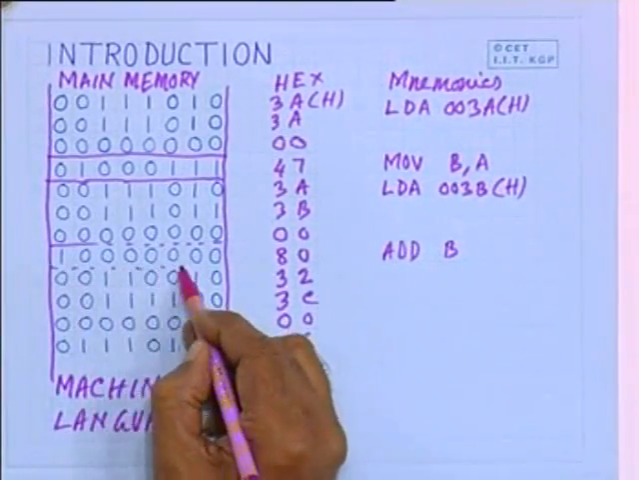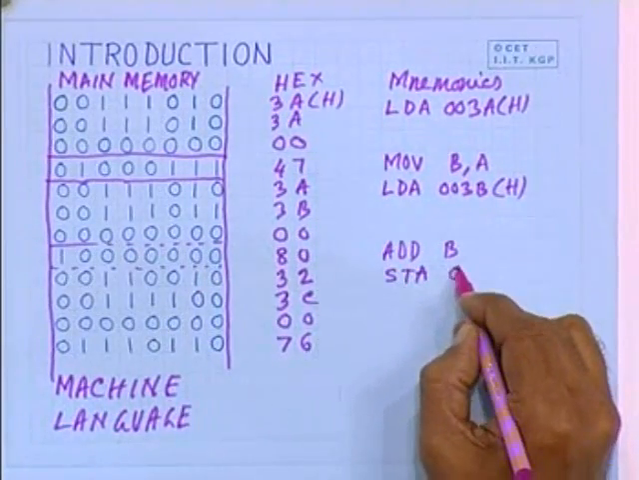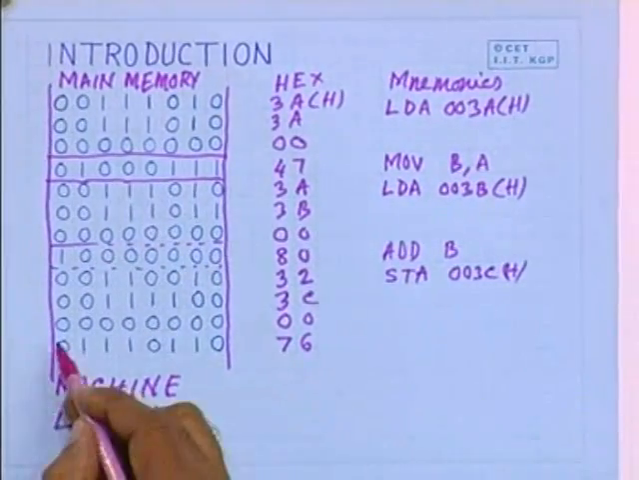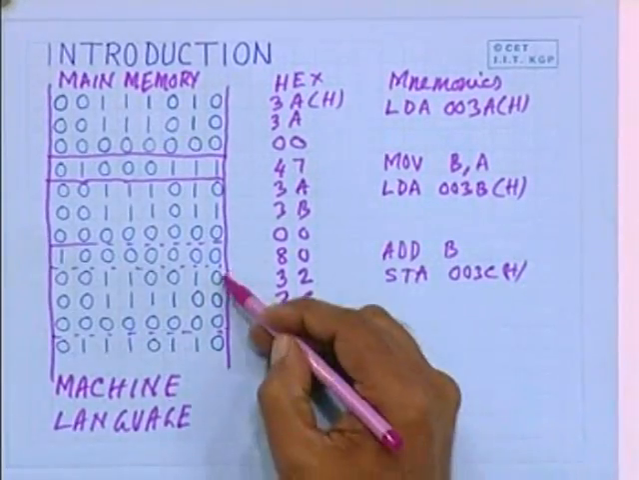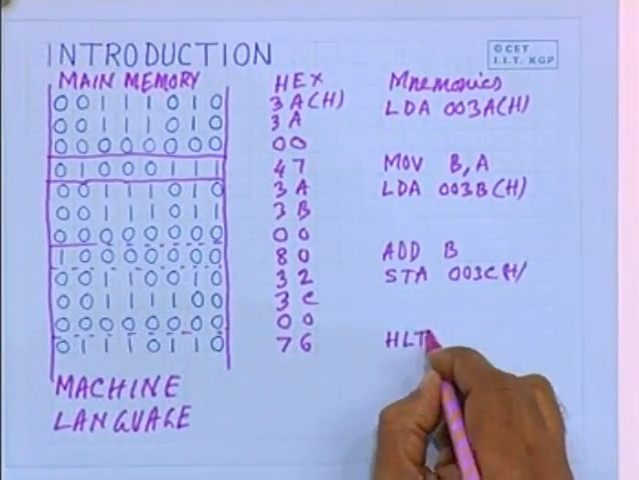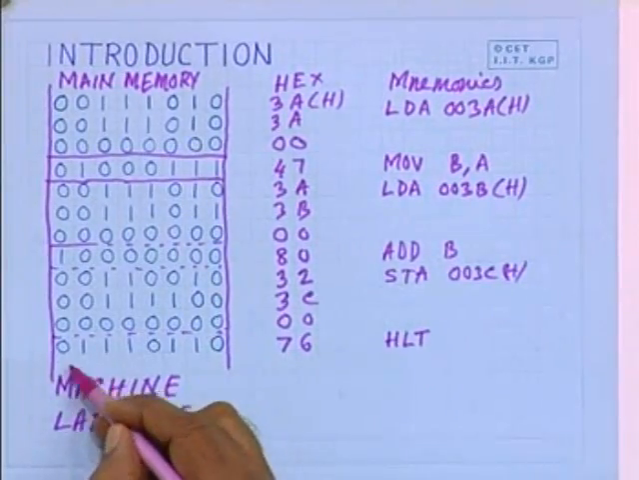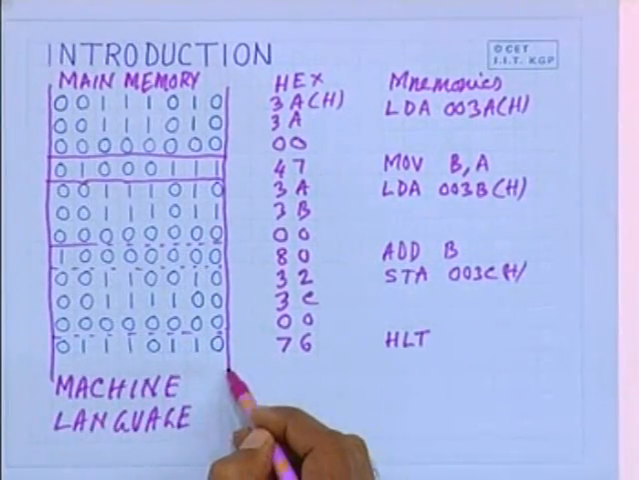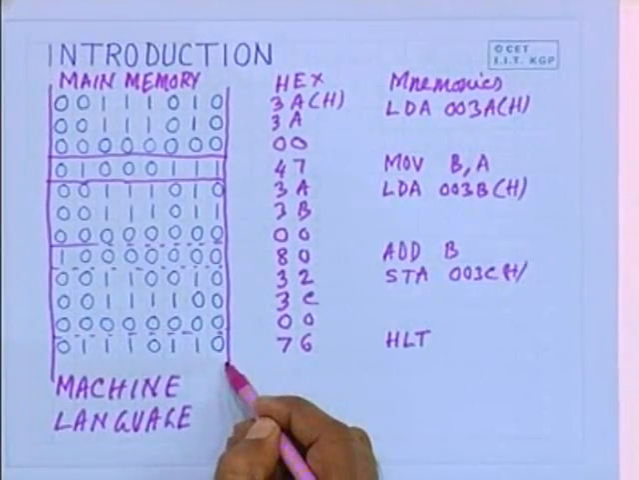Then the next instruction stores the result, STA, in location 003C, and the instruction goes up to this. So it is also of 3 bytes. Then the last instruction is halt. As we know, this instruction is necessary because in the consecutive memory locations in this part, some garbage is there. We have not stored anything, so that this part is not unnecessarily interpreted as instruction.